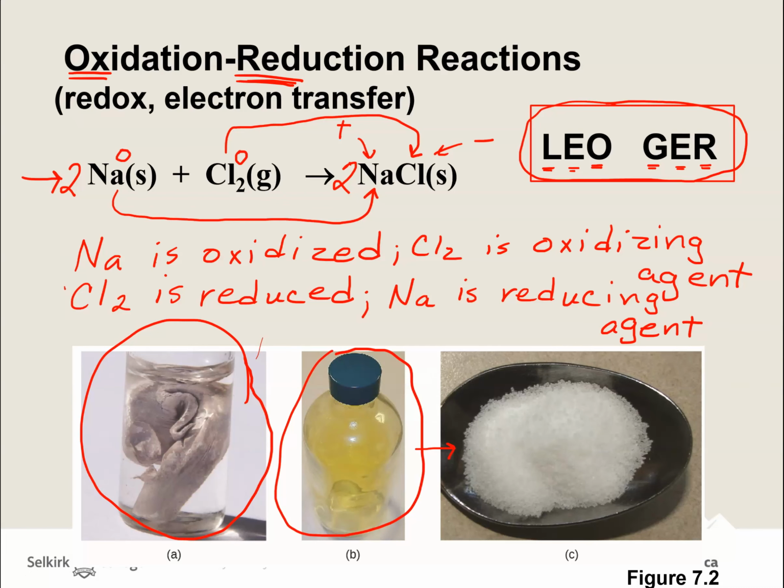So all's well and good in this case. I can see the charges on the species changing. I can see the electron transfer. But some cases are more subtle than that. Let's look at another redox reaction.